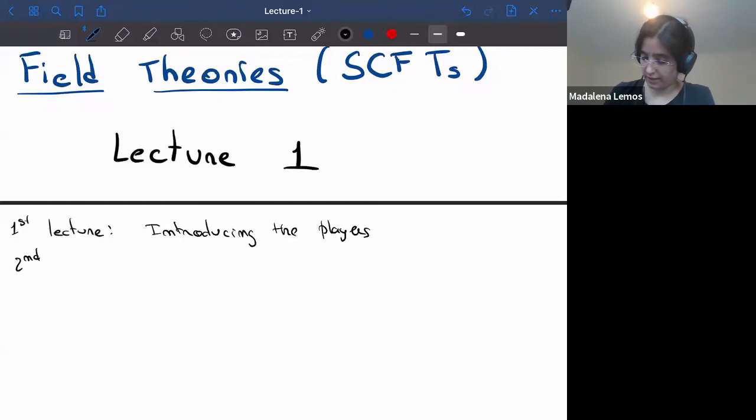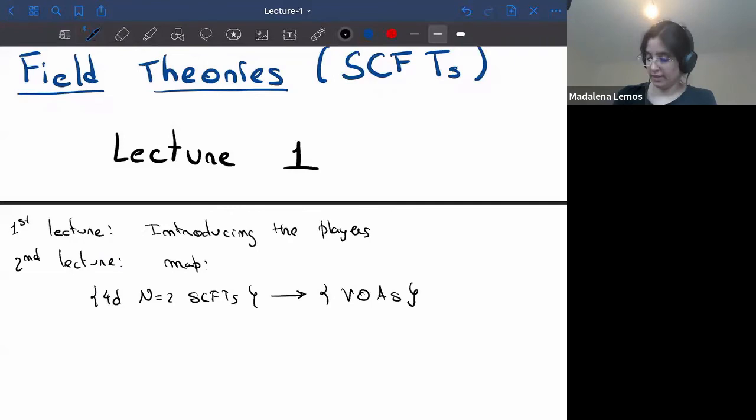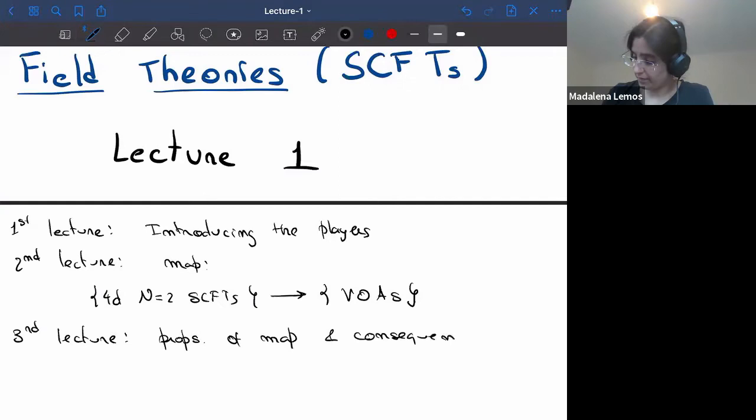Then in the second lecture, I will construct a map between four-dimensional N=2 SCFTs and vertex operator algebras. And then we'll go on in the third lecture to study the properties of this map and the consequences for four-dimensional physics.